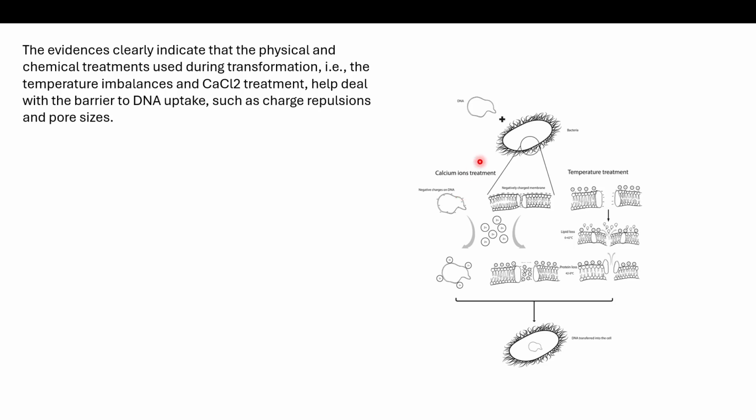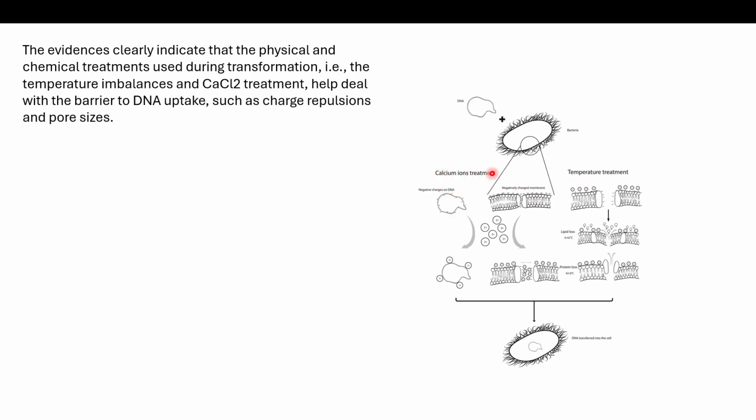Okay, so see here, this is the schematic diagram. This is the foreign DNA we are talking about, and here the recipient cell is a bacterium. This has been zoomed in on the bacterial cell membrane, which is negatively charged due to the phospholipid bilayer and other proteins present here. And DNA is also negatively charged.